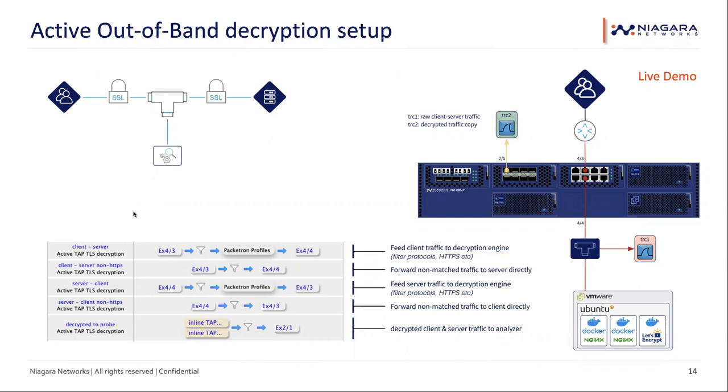Again, from a configuration perspective, client server traffic, we take that traffic, but since we do have an inline connection now, because we do active decryption, we take the client traffic, send that to the Packetron, hence we see a Packetron profile, and that traffic is re-encrypted again and going to the server.